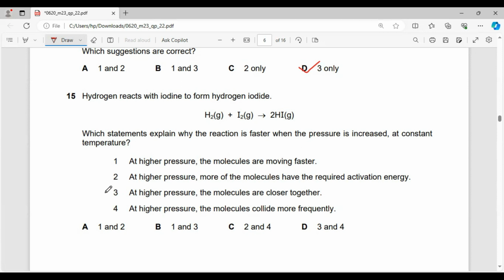As we increase the pressure, volume decreases, the particles come closer to each other. At higher pressure, the molecules collide more frequently, which is again true. So option D is correct, 3 and 4.